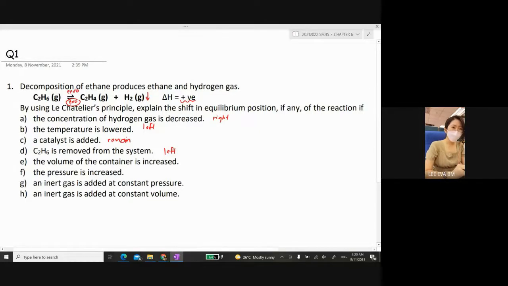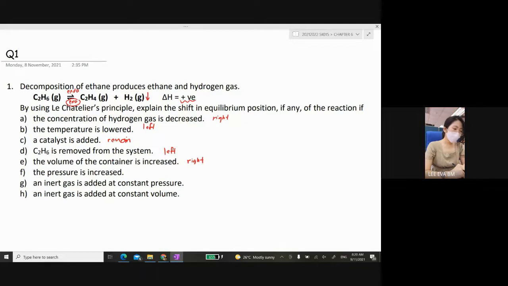Okay. How about for E? Volume of the container is increased. Pressure decrease. Right. To the right. We want to increase back the pressure, yeah? So it will shift to the side with higher mole of gas molecule.